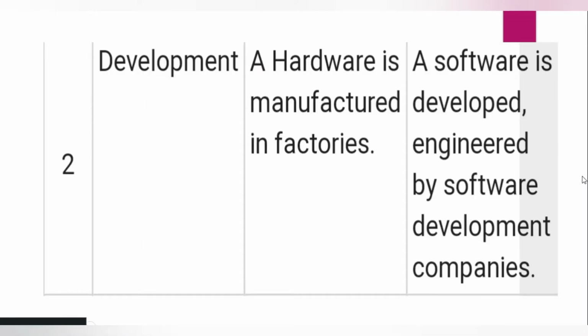Next, the key is development. Hardware is manufactured in factories. Now here, what does development mean? Development means to develop the parts of a computer, whether it is hardware or software. So hardware is manufactured, prepared, and made in factories, whereas software is developed and engineered by software development companies.